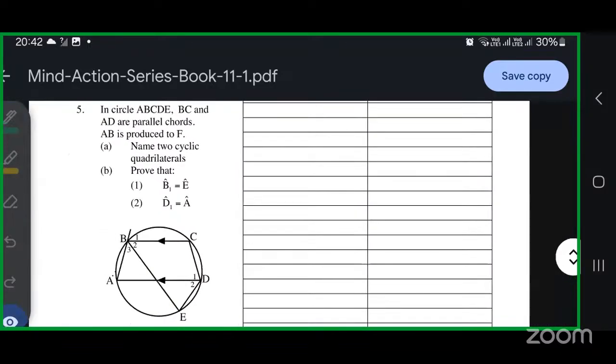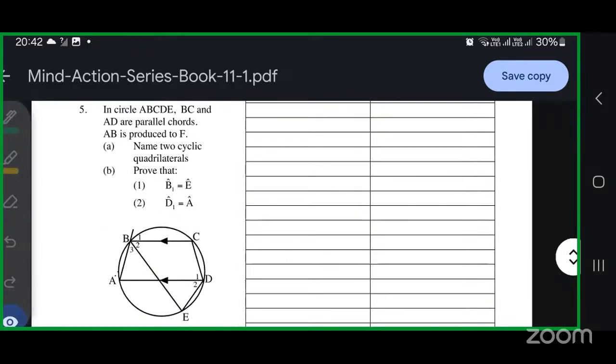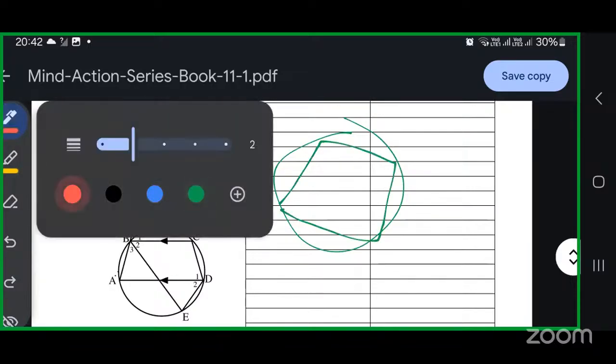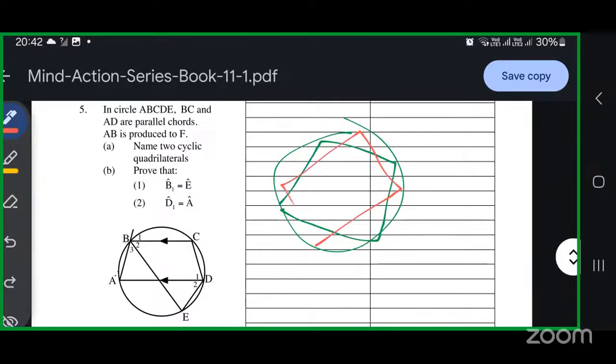Now we have this question saying that, given that in the circle ABCDE, BC and AD are parallel chords. AB is produced to F. Now name two cyclic quadrilaterals. Remember, a cyclic quadrilateral is a quadrilateral whose four corners touch the circumference. So this would be my cyclic quad in this circle.